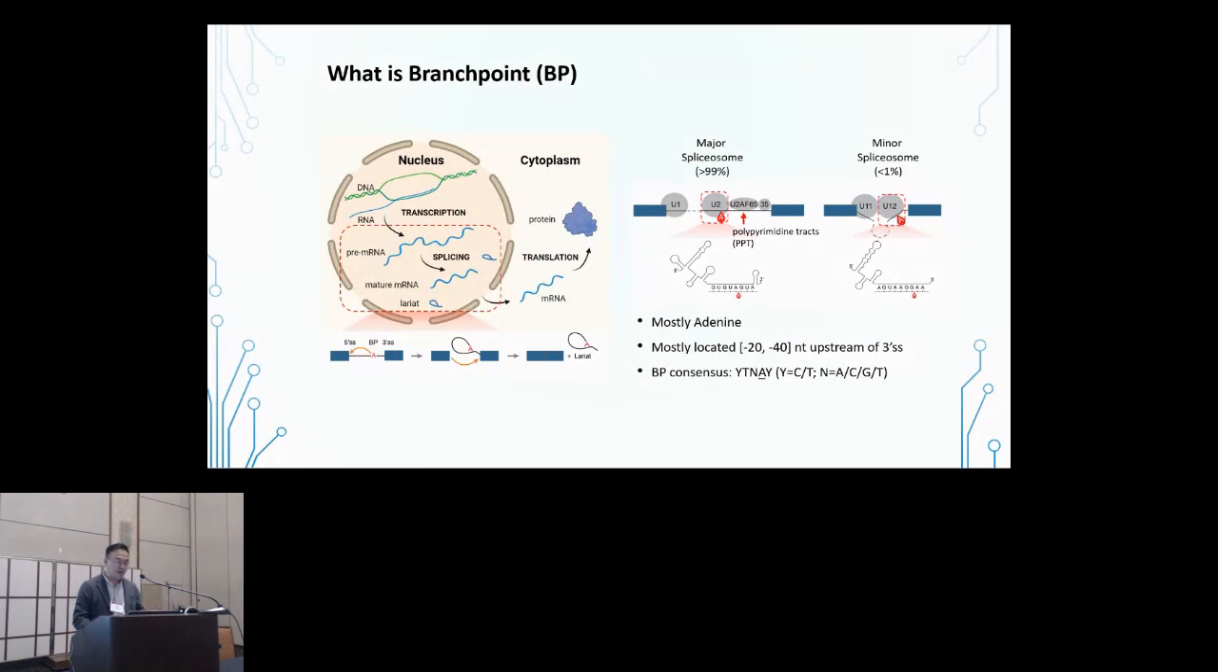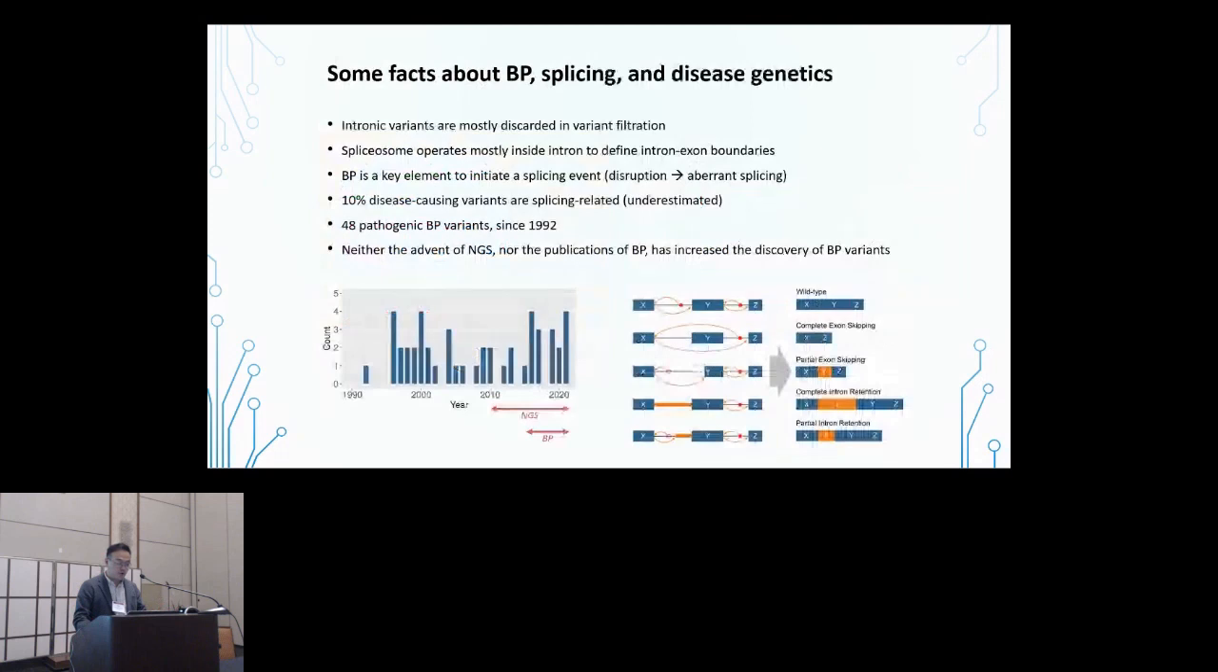In this project, we are focusing on the splicing event, and splicing happens from the branch point. We have two different types of spliceosome, major and minor, with different structures. In both cases, the branch point is in most cases an adenine. It's located about -20 to -40 nucleotides upstream from the 3' splice site, and its consensus has been long established. So these are the basics about the branch point.